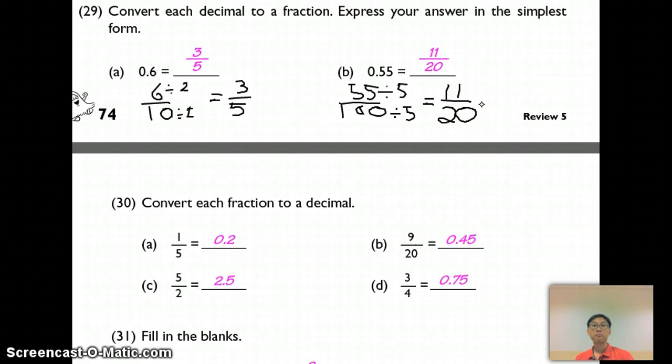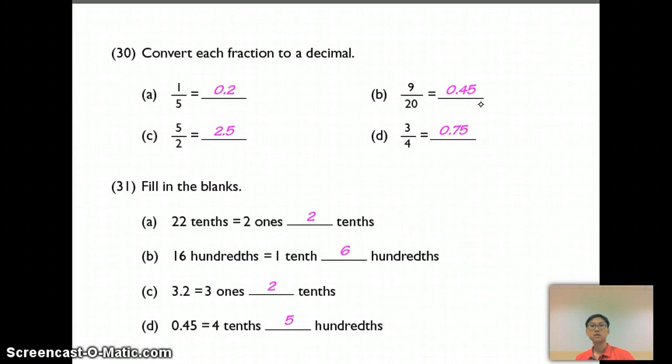Okay. Converting to decimal. So like I said, you can either do division, or I can actually convert this to either denominator 10, 100 or thousands. So this I can easily change to 10. So times 2 for each. So this becomes 2 over 10, and therefore this will become 0.2. Okay, I'm just going to show you the division for 3 over 4.